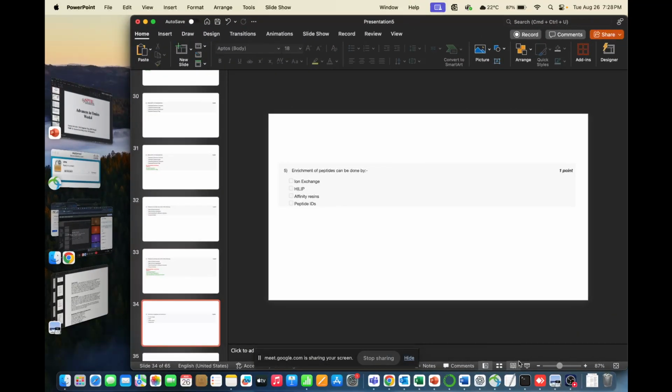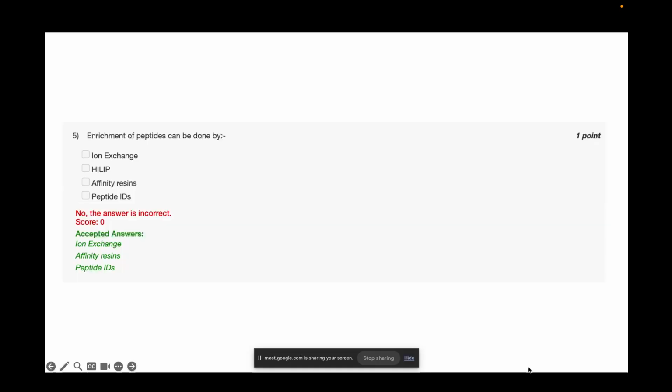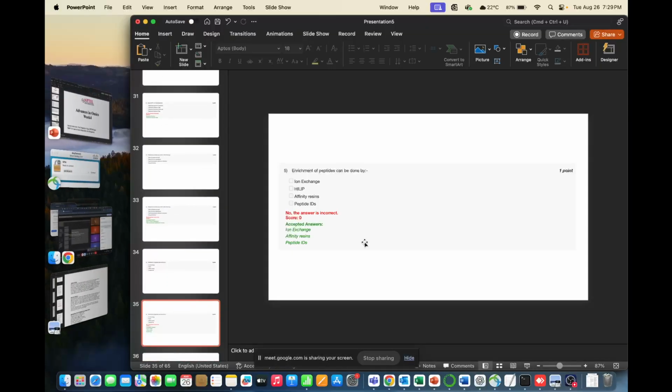The answers are basically ion exchange, affinity reagents, and peptide IDs. HILIC is a liquid chromatography technique for enrichment, but HILIP does not exist, I think. Ion exchange, affinity resins, peptide IDs: all these are types of chromatography techniques which you can use to enrich the peptide contents, right? And HILIC is something.